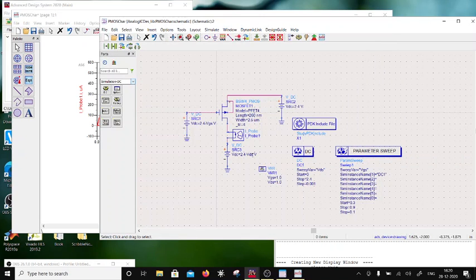Okay, now one more thing, I'm going to rename this probe as IDS.